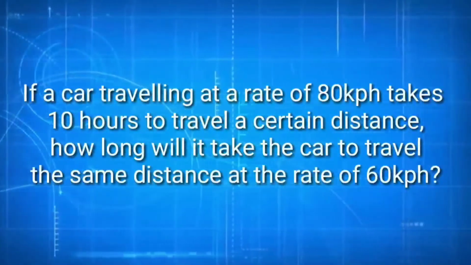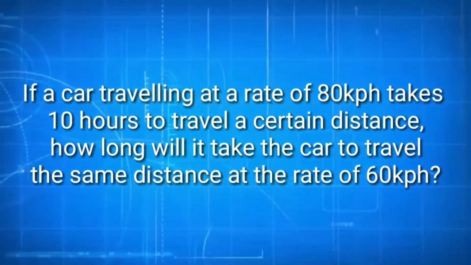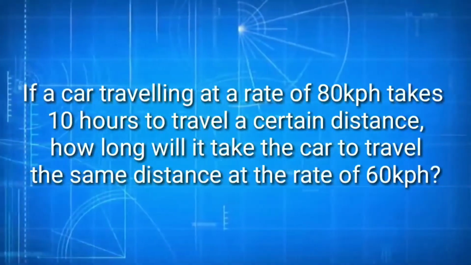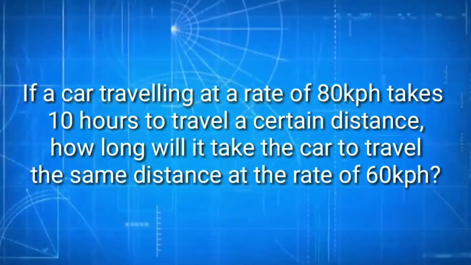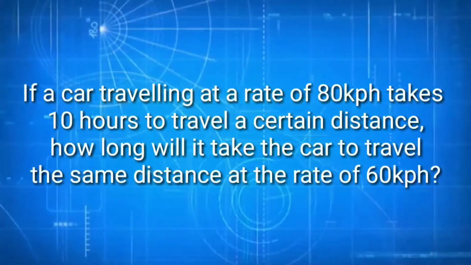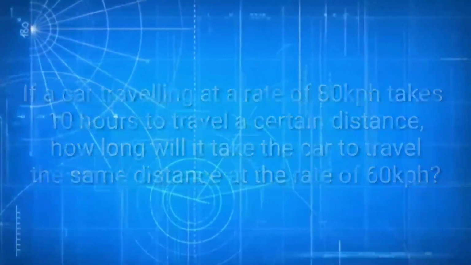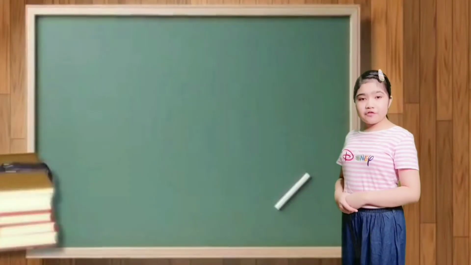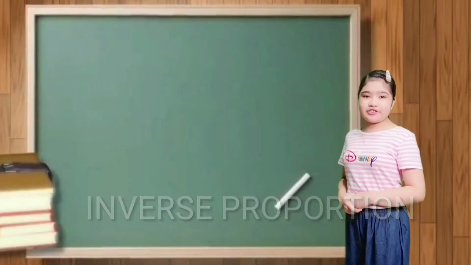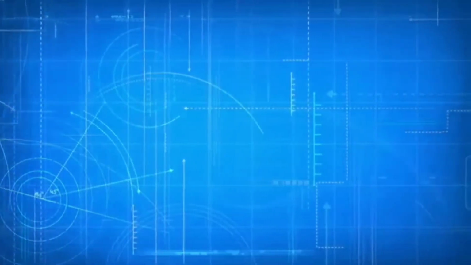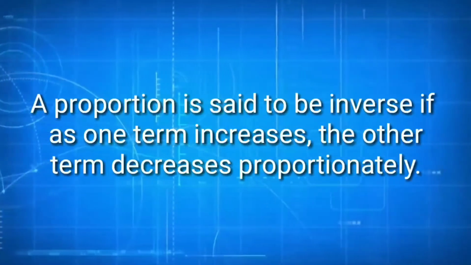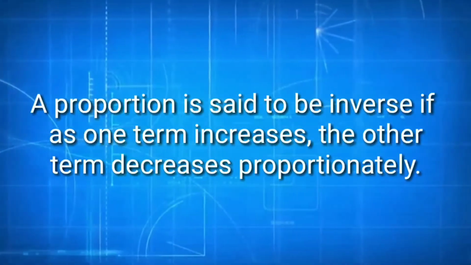If a car traveling at a rate of 80 km per hour takes 10 hours to travel a certain distance, how long will it take the car to travel the same distance at the rate of 60 km per hour? Let us solve the problem using inverse proportion. A proportion is said to be inverse if as one term increases, the other term decreases proportionately.